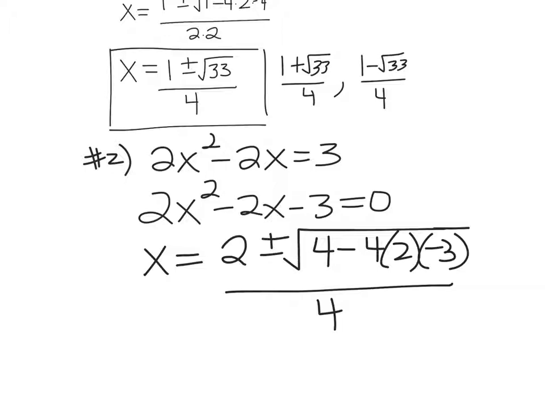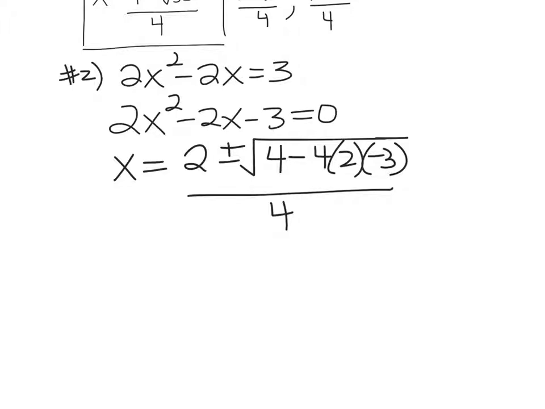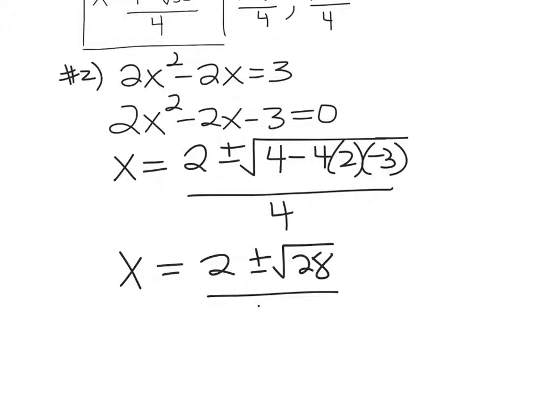So now I need to find out what 4 minus 4 times 2 times negative 3 is. Oops, I did that wrong. 28. All right, so I get 2 plus or minus the square root of 28 over 4. Okay, well now I have some work to do. Because, as you know, 28, there's a perfect square in there. And we got to get that completely simplified.